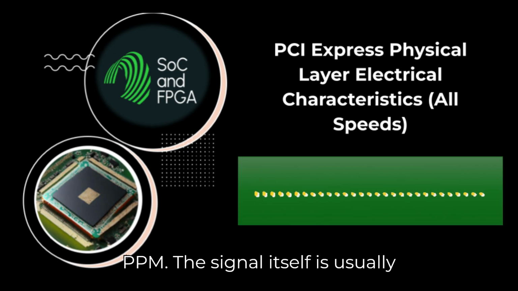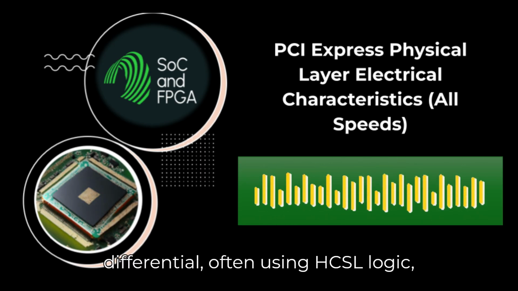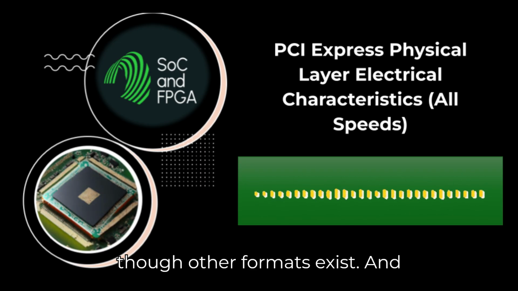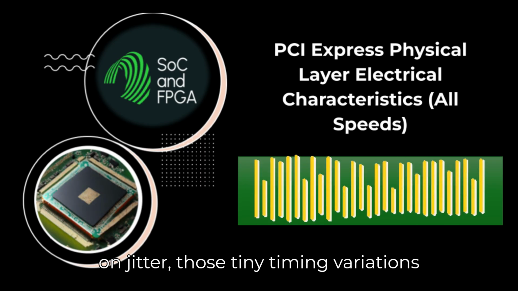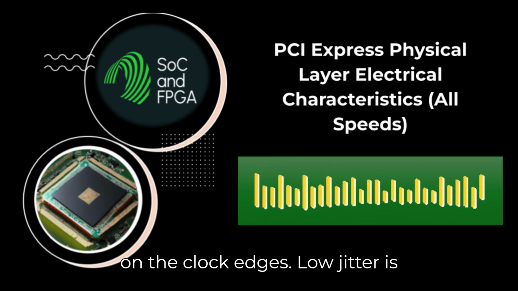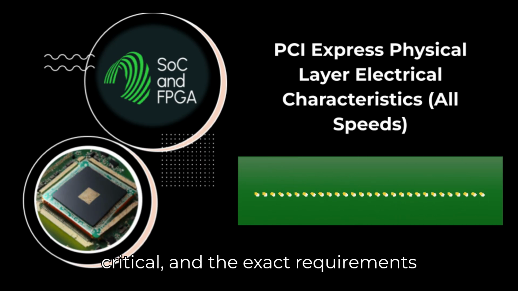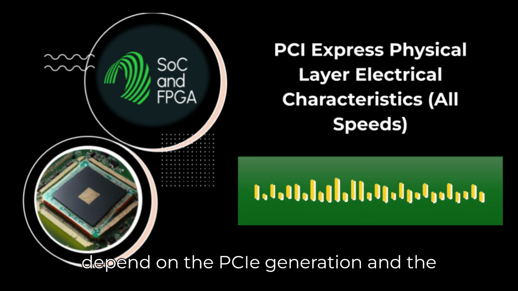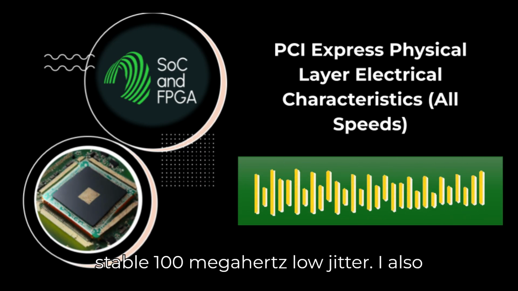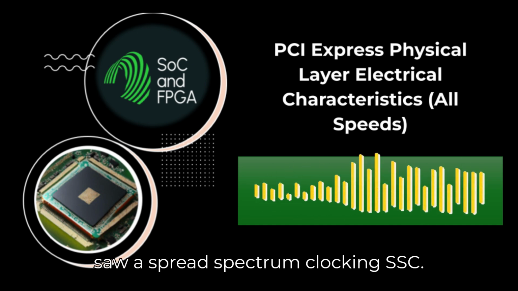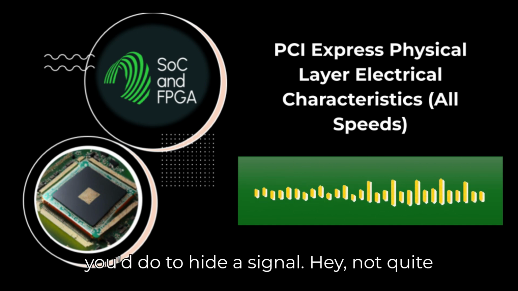The signal itself is usually differential, often using HCSL logic, though other formats exist. And crucially, there are very strict limits on jitter, those tiny timing variations on the clock edges. Low jitter is critical, and the exact requirements depend on the PCIe generation and the clocking architecture being used. Okay, stable 100 megahertz, low jitter. I also saw spread spectrum clocking, SSC. What's that for? Sounds like something you do to hide a signal.